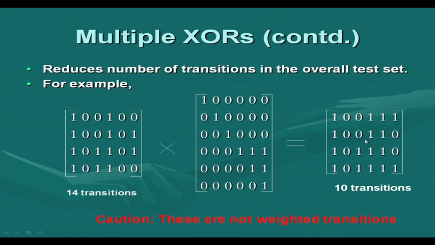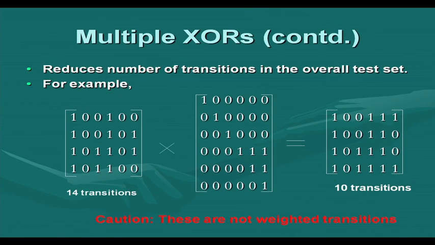Like here I have got one transition, this is one transition, this is another, this is another. So if the patterns are going sequentially through this scan chain, it creates 10 transitions. However, these are not weighted transitions. This calculation gives 14 or 10, but the work that is reported in the literature is reported like this. Of course, the weighted transition values will be different, so that needs to be computed.